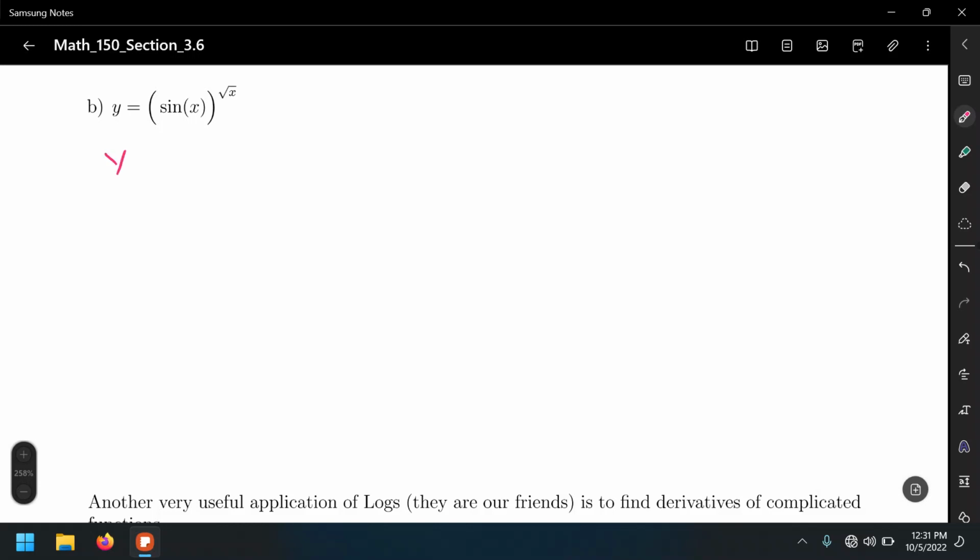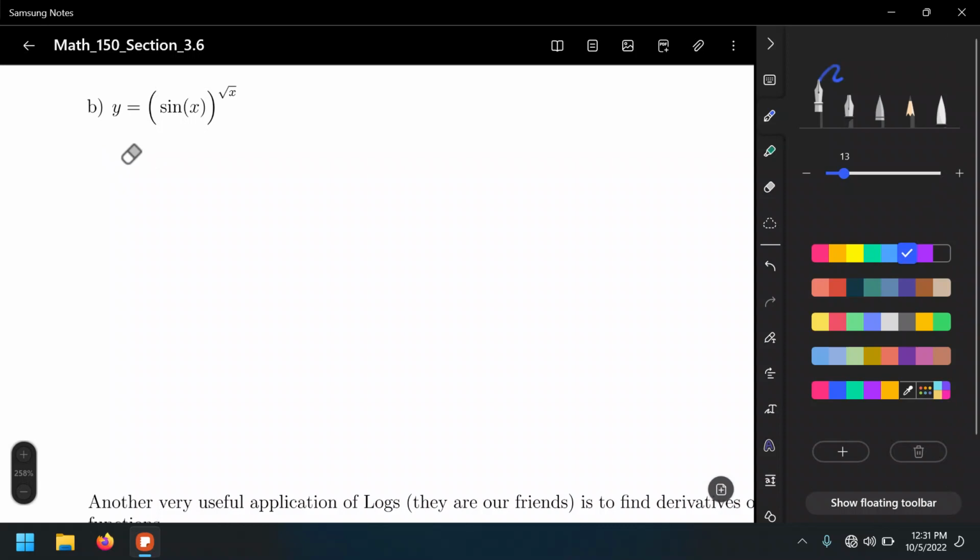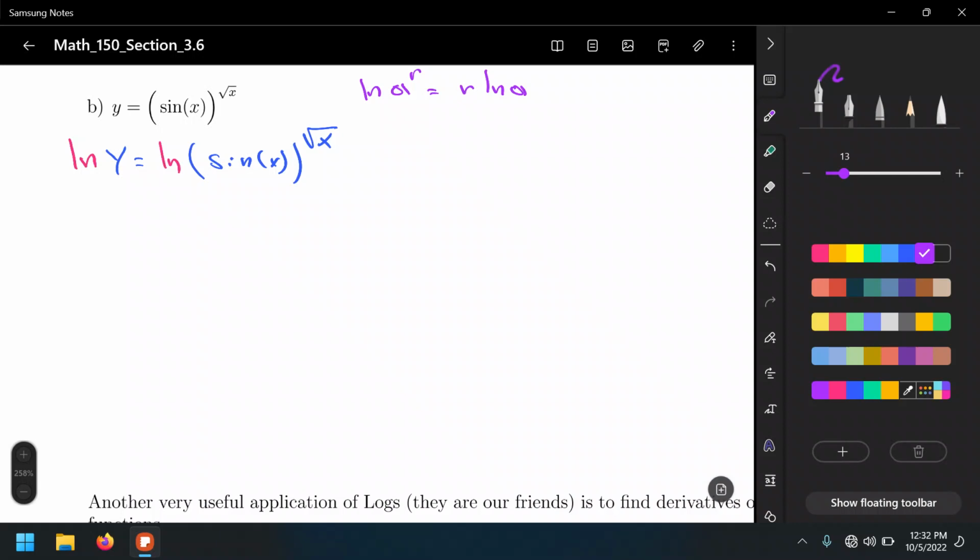Let me rewrite the function first. I'm going to leave a space for natural logs here. Sine of x raised to the square root of x. So let's take ln to both sides. And this, again, is to take advantage of the power rule of logarithms, ln of a to the r, which is r ln of a. In other words, in a logarithm, the power becomes a coefficient or the coefficient becomes a power. That depends on the need in the situation.